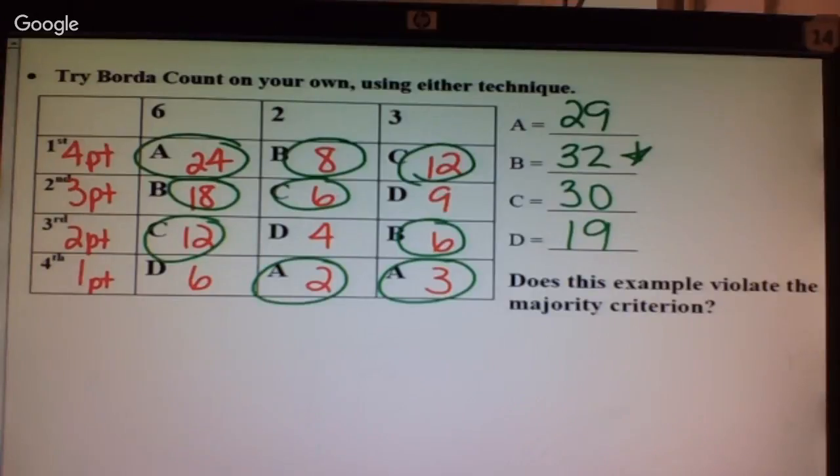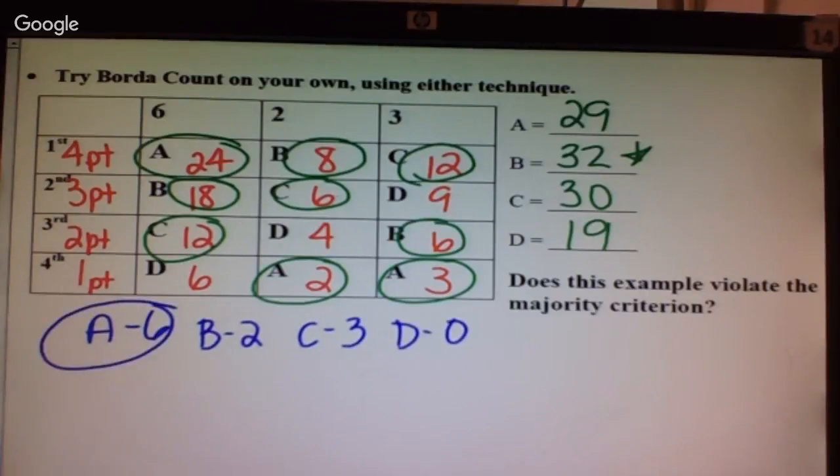Six. A has your majority of your votes. Okay? A has 6, B has 2, C has 3, and D has none. A has the majority of your votes. Is that who won Borda count? No. So, Borda count violates your majority criterion. Borda count is going to violate the majority criterion.